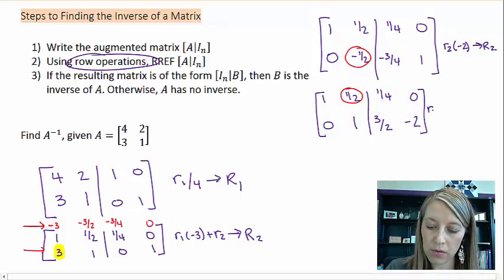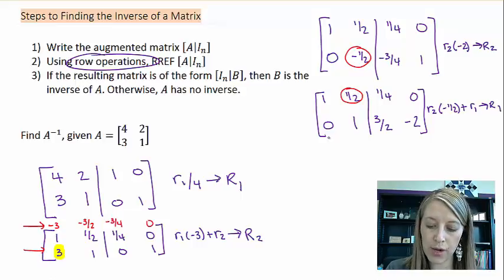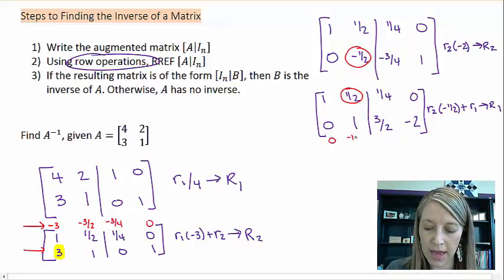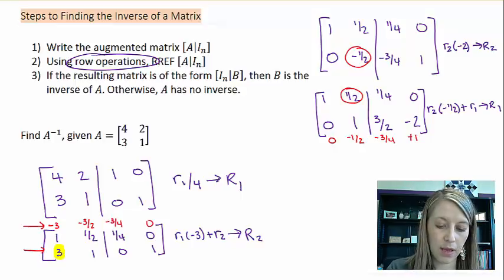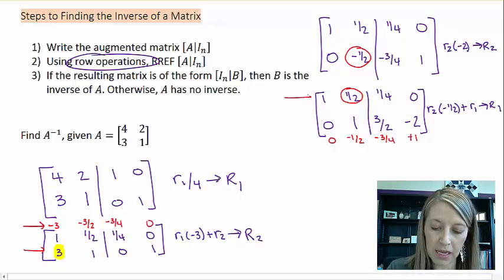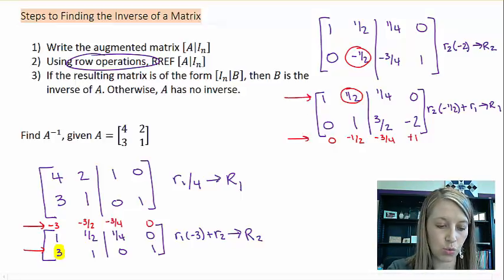So I'm going to take row 2 times a -1/2 and add that to row 1 and replace it in row 1. So let me do my scratch work here, times it by -1/2. So this gives me -3/4. This gives me a +1. And then I'm going to be adding these two rows back into row 1.